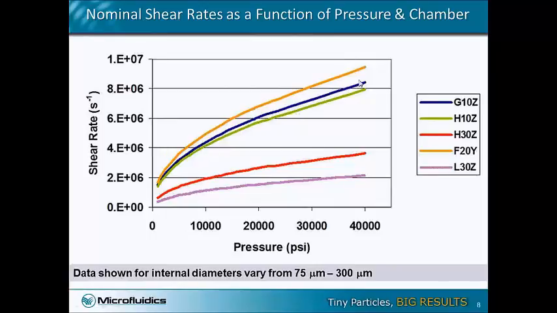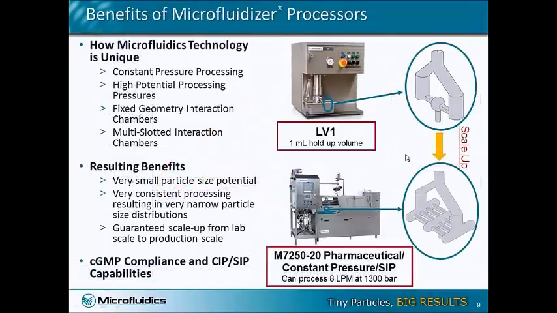Just to summarize the unique benefits for Microfluidizer processors, our technology is unique because we can deliver constant pressure. We can achieve very high processing pressure. We use a fixed geometry interaction chamber. When we scale up, we use multi-slotted interaction chambers. And these unique designs or features will benefit our customers with potentially very small particle size, with very narrow size distributions. And also we guarantee the scale-up results.